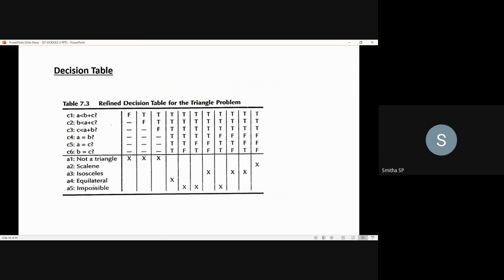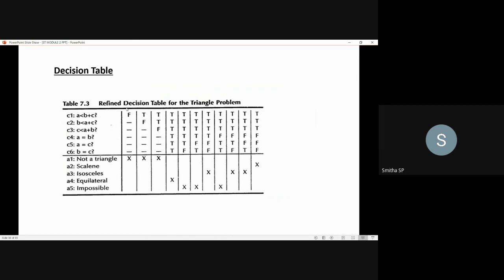The sum of two sides of a triangle should be greater than the third side, or you can also state it in another way: a side of a triangle should be less than the sum of the other two sides. That is what they have stated in the conditions C1, C2 and C3. C1 states that A is less than B plus C, so now you have to check this condition. These are the rules we have entered in the entry portion.